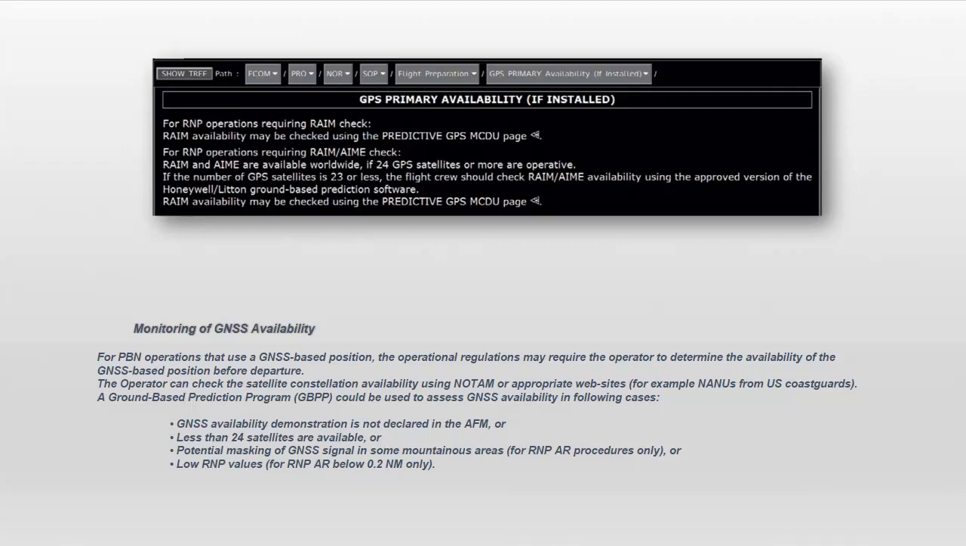A ground-based prediction program, GBPP, could be used to assess GNSS availability in the following cases: GNSS availability demonstration is not declared in the AFM, or less than 24 satellites are available, or potential masking of GNSS signal in some mountainous areas, for RNP procedures only, or low RNP values, for RNP below 0.2 nautical miles only.